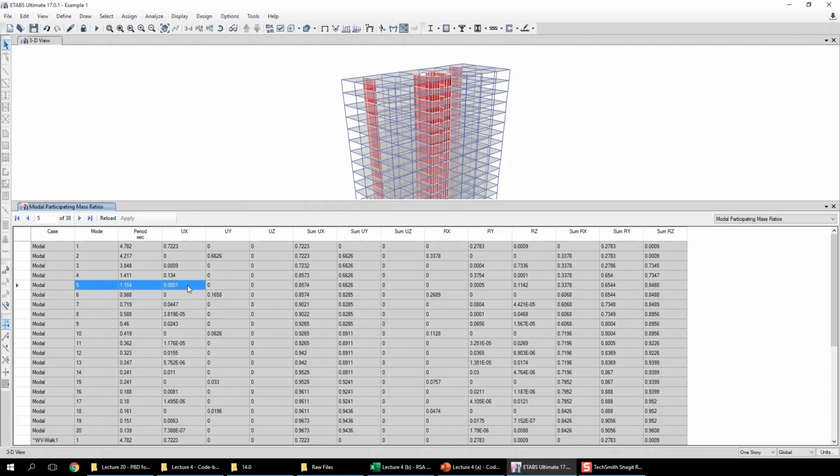Fifth mode again is a torsional mode here. You can see that it is participating in RZ direction significantly, so it's a torsional mode. The sixth mode here is participating in y direction 16.58%, so it is the second mode in y direction. The seventh mode is participating 0.0447, which means 4.4% in x direction, so it is the third mode in x direction.